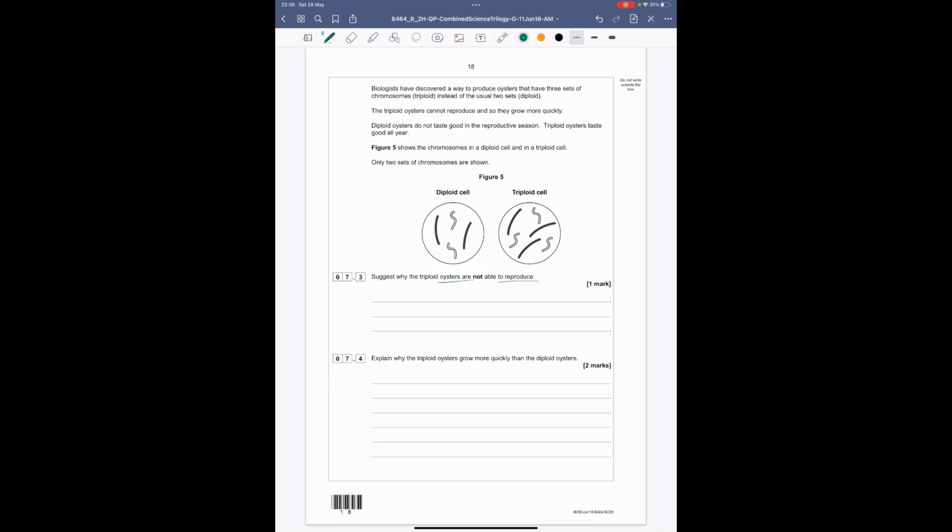Well, if they've got 3 sets of DNA instead of the normal 2, in meiosis you've got cell splitting. So in meiosis, you need to be able to halve the DNA. If you have 3 sets, this cannot be halved.